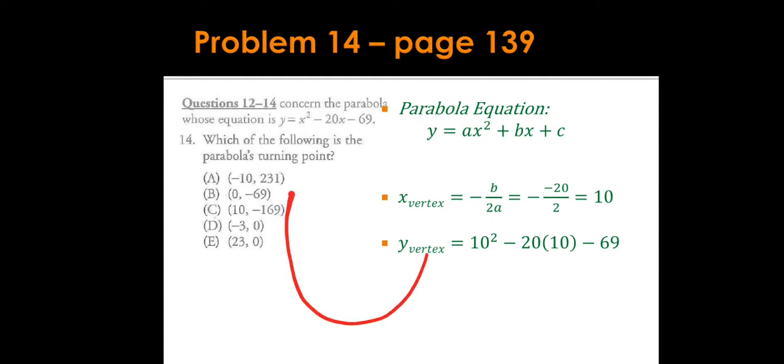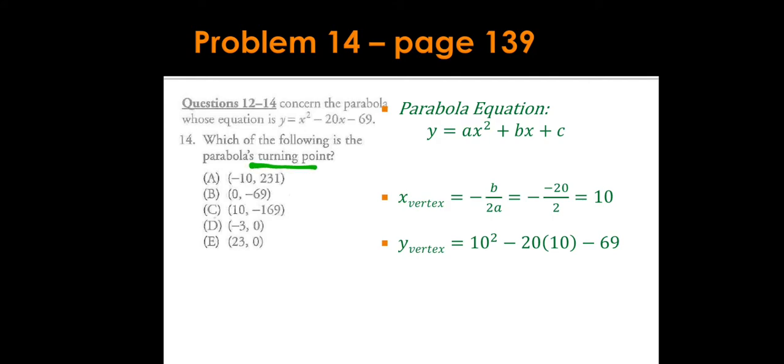The turning point is this point here, where the graph of the parabola turns. It was going downwards and it turns upwards. This is called the turning point, also known as the vertex or the extremum. So what we are asked to find is the coordinate of the vertex. So when they say turning point, we mean the vertex.